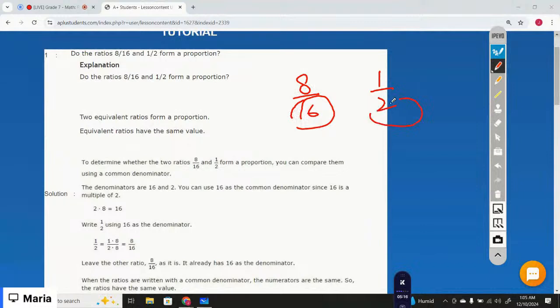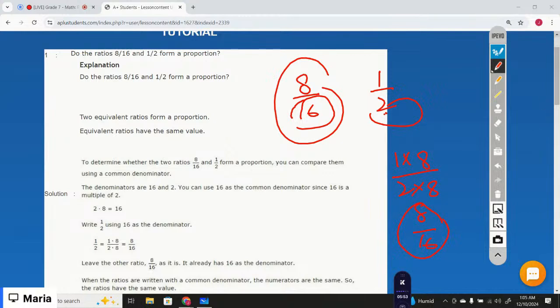Here is 16 and here you have 2, right? So you can use 16 as a common denominator and make this denominator equal to 16. So 2 times 8 is 16. You need to multiply this fraction by 8: 1 times 8, 2 times 8. So 8 times 1 is 8 and 8 times 2 is 16. See, we multiplied this fraction by 8. Now this fraction and the first one, they both are exactly the same, right? That means both the ratios are exactly the same. So yes, they are proportion.